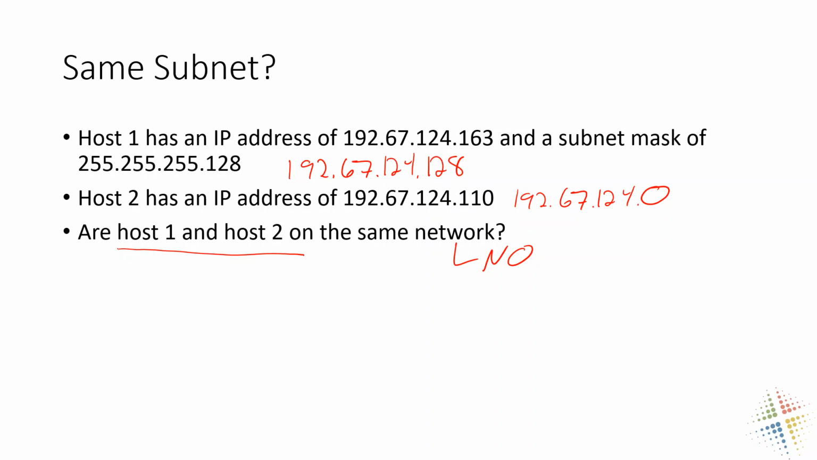They cannot talk directly to each other. It's the equivalent of them not being in the same room together. Therefore, they cannot talk directly to each other. They have to have some sort of a go-between, which you'll learn in the future is referred to as a router, in order to direct the traffic from one network to another.